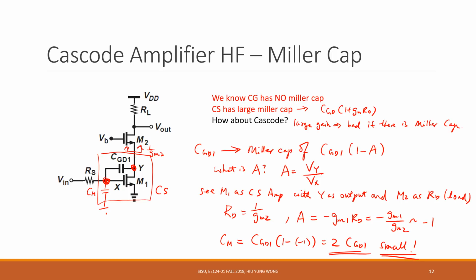Okay, this is very good. It tells us that the cascode amplifier doesn't have the trouble of a large Miller cap, right? As I said, it has very large gain. If it has a big Miller cap due to the large gain, it is very bad. Luckily, no, it is very small. So this is a good thing about the cascode amplifier. Okay.